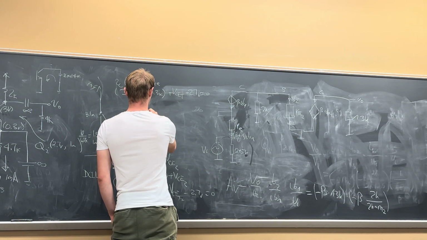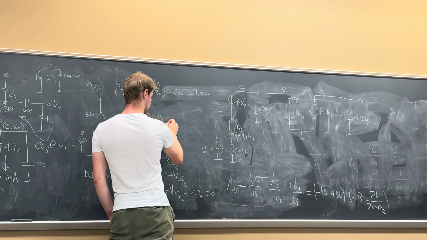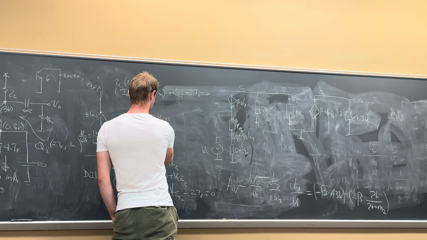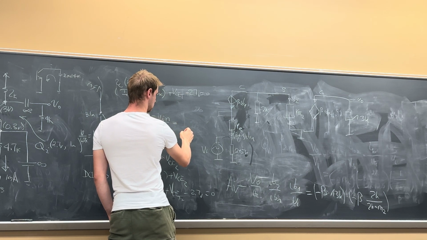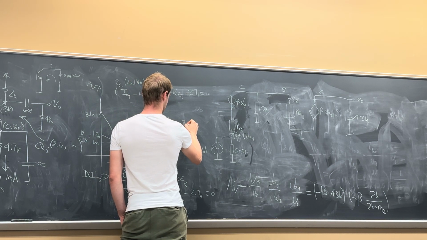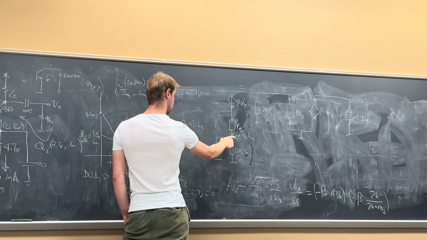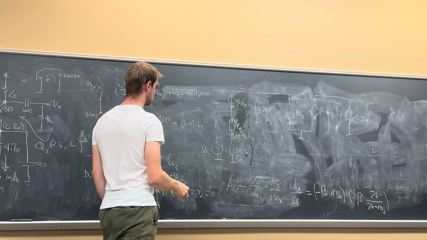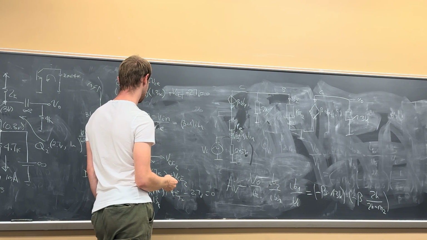0 minus Vn over Re, little re, equals beta plus 1 IB1, right? So the current is equal to the voltage difference over the resistor. That's Ohm's law. Okay? Now I'm looking for what?